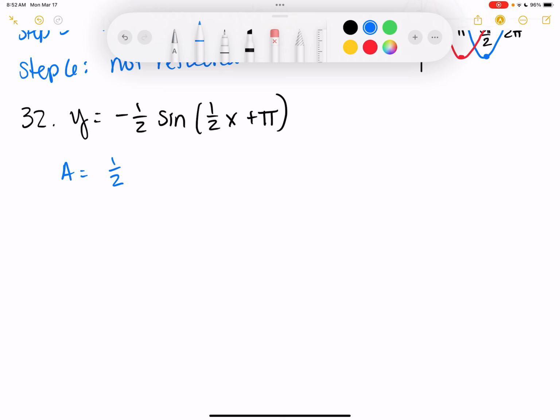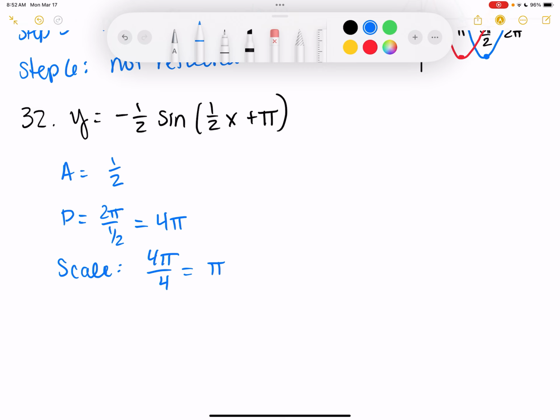Anyways, what about period? 2 pi over 1/2, which when we keep, change, flip gives me 4 pi. So then scale: we take 4 pi and we divide that by 4. So in this case, I'm counting by pi's, which is nice.